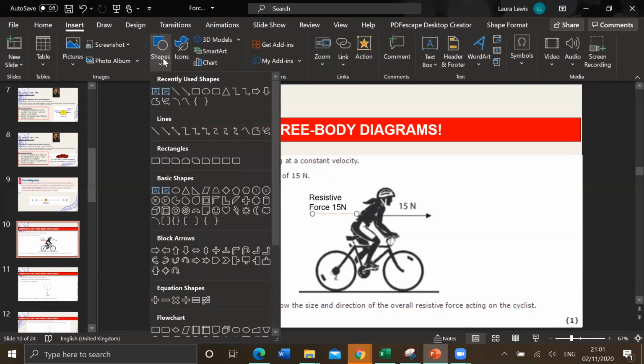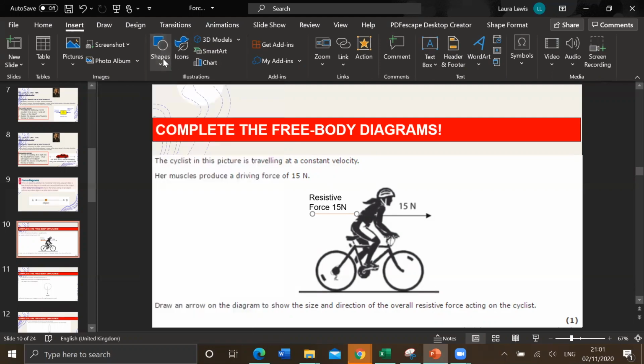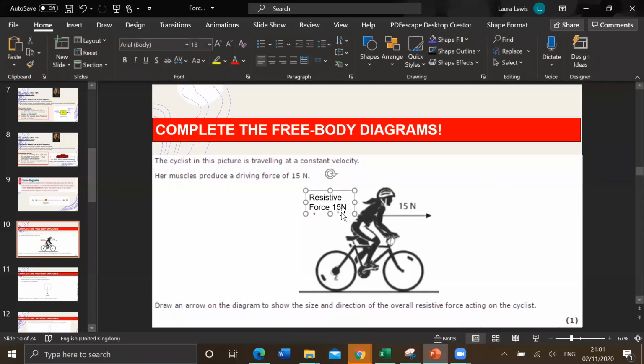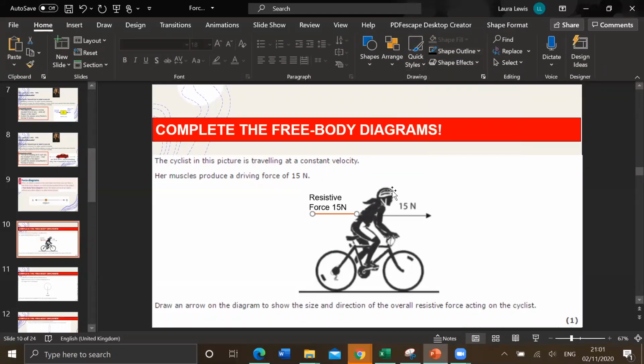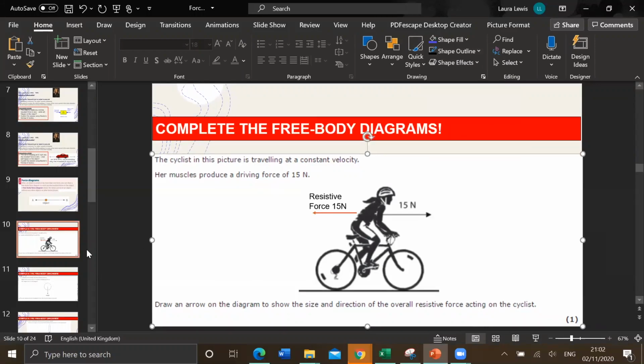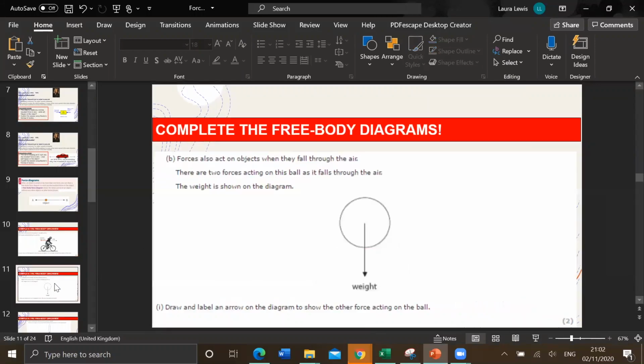A lot of the time in exams you'll be drawing it yourself, so always try and make it clear enough. Make it a little bit more of a shape outline, a bit thicker. Okay, so that's one example.